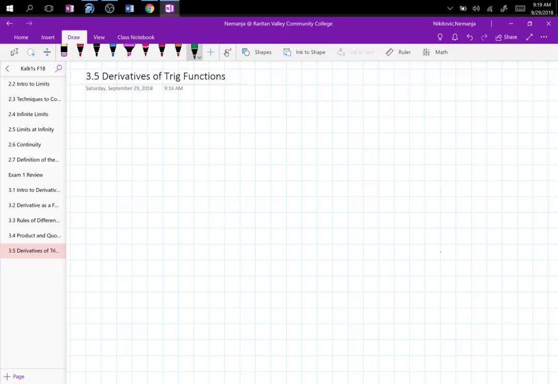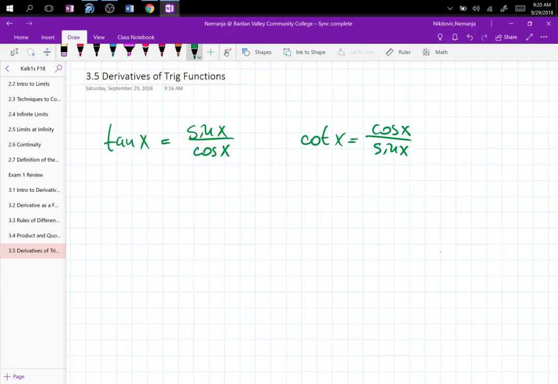Start with the fact that tangent x or tangent theta, whatever, is equal to sine x over cosine x. Cotangent x is cosine x over sine x. Secant x is 1 over cosine x. Cosecant x is 1 over sine x. Note that the first letter for secant and cosecant is always opposite of the other function, right? So it's with C every time.